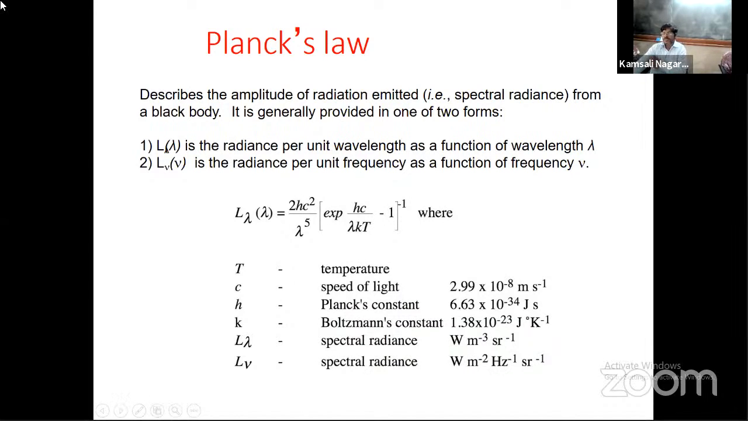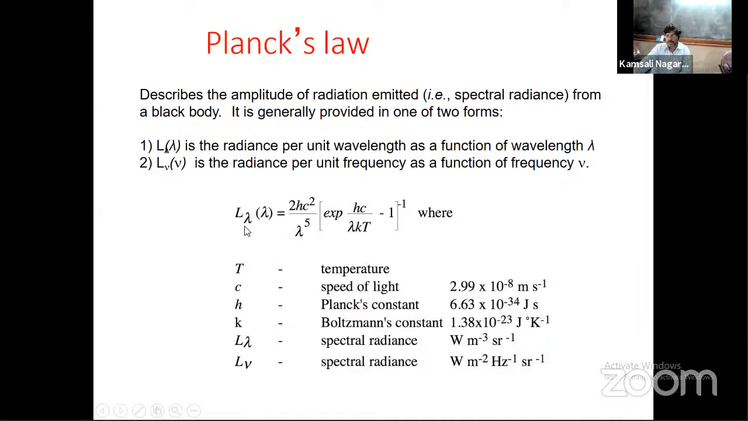Planck's law generally provides two forms. Either L of lambda, which is the radiance per unit wavelength as a function of the wavelength, or the radiance per unit frequency. Since nu is equal to c divided by lambda, you can express it in terms of nu using the speed of light. The expression shows that it is inversely proportional to lambda, and it also depends on the temperature.